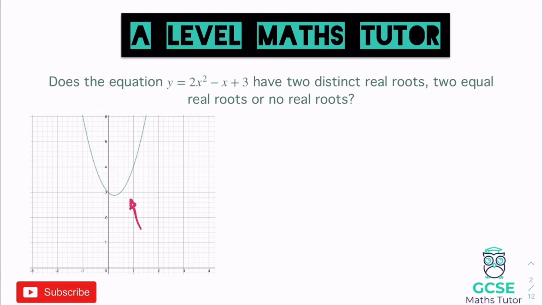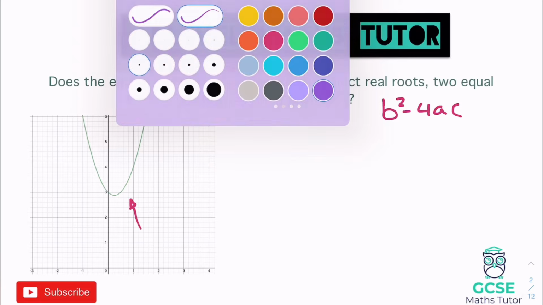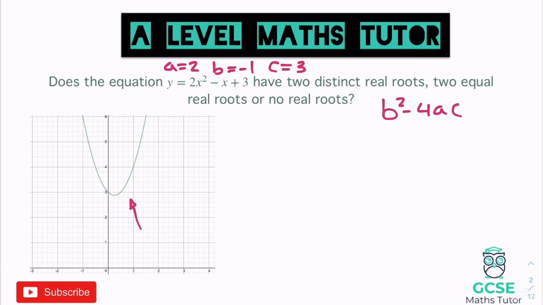So if we get our values of a, b and c again, this time we do have a value of a greater than 1. We've got a is 2, b is -1, the number in front of x, and c equals 3. So if we put those in again, we've got b squared minus 4ac, and we're going to put these values into that again. So -1 squared for b, and we're going to take away 4 times a, which is 2, times c, which is 3.